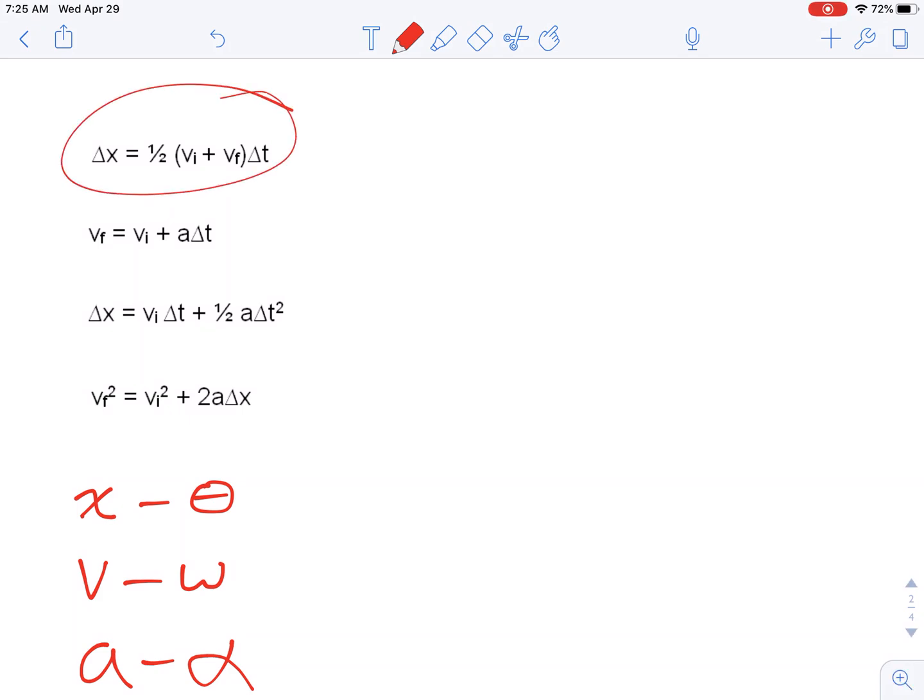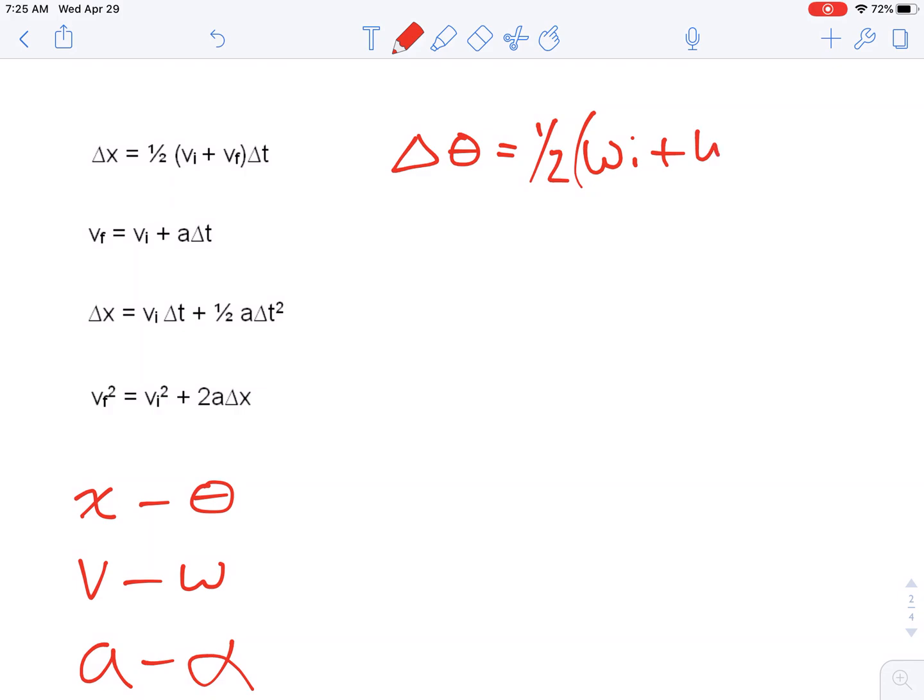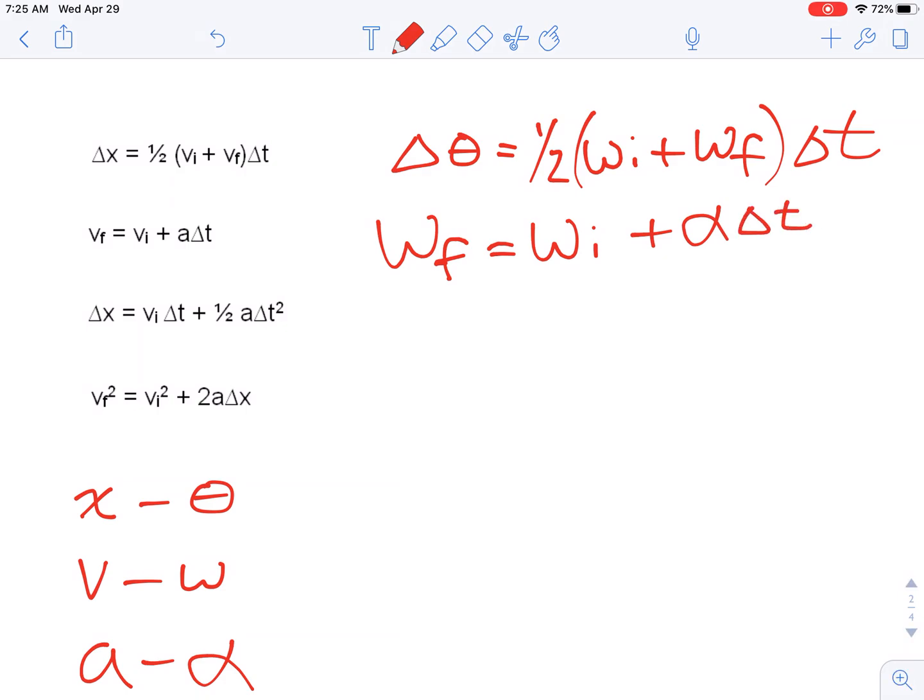So this equation that I just circled, the first kinematic, will look the same, except we will make those substitutions. Instead of delta x, we'll write delta theta equals 1/2, and instead of v_i, we'll write omega_i plus omega_f, delta t. So there we have a very simple kinematic equation number 1. Kinematic equation number 2 looks like this: omega_f equals omega_i plus alpha t. So there's our kinematic 2.